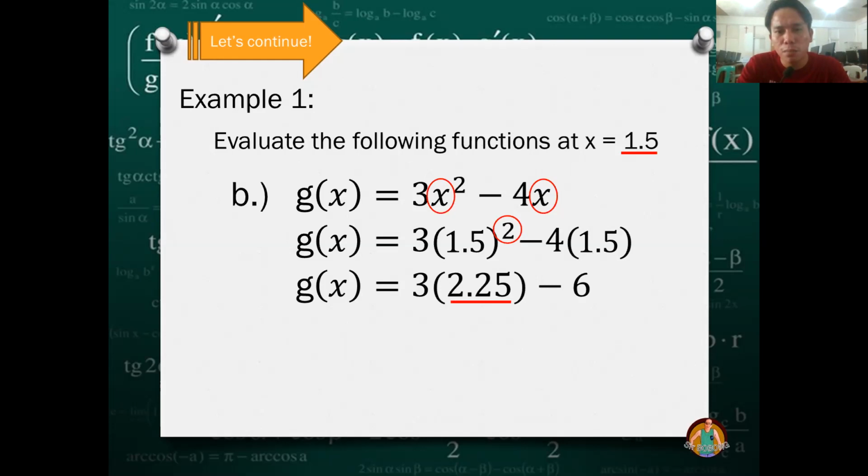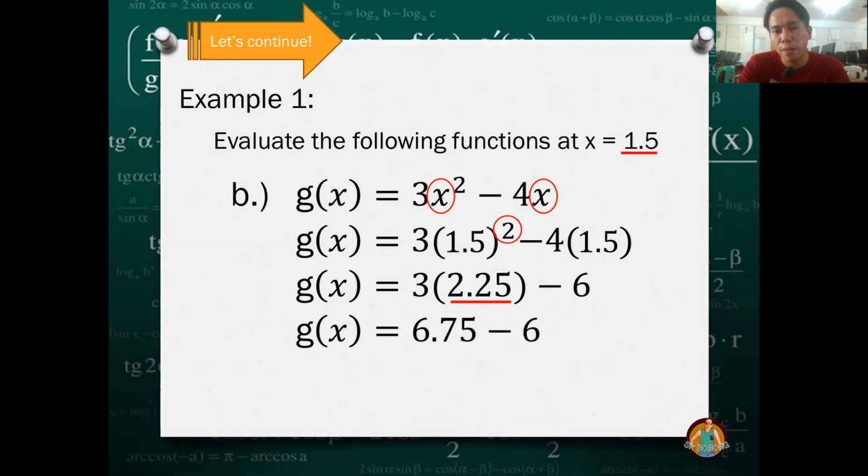Yung common error kasi ng mga estudyante kapag nakita nilang 1.5 squared, yung ginagawa nila is 1.5 times 2, which is wrong. Kasi pag sinabi natin squared, you will multiply the base by itself. I-times mo sa kanyang sarili ng dalawang beses. So 1.5 squared means 1.5 times 1.5 is equal to 2.25. And 4 times 1.5 naman will give us 6. Okay, next. Let's multiply 3 times 2.25, which is 6.75.